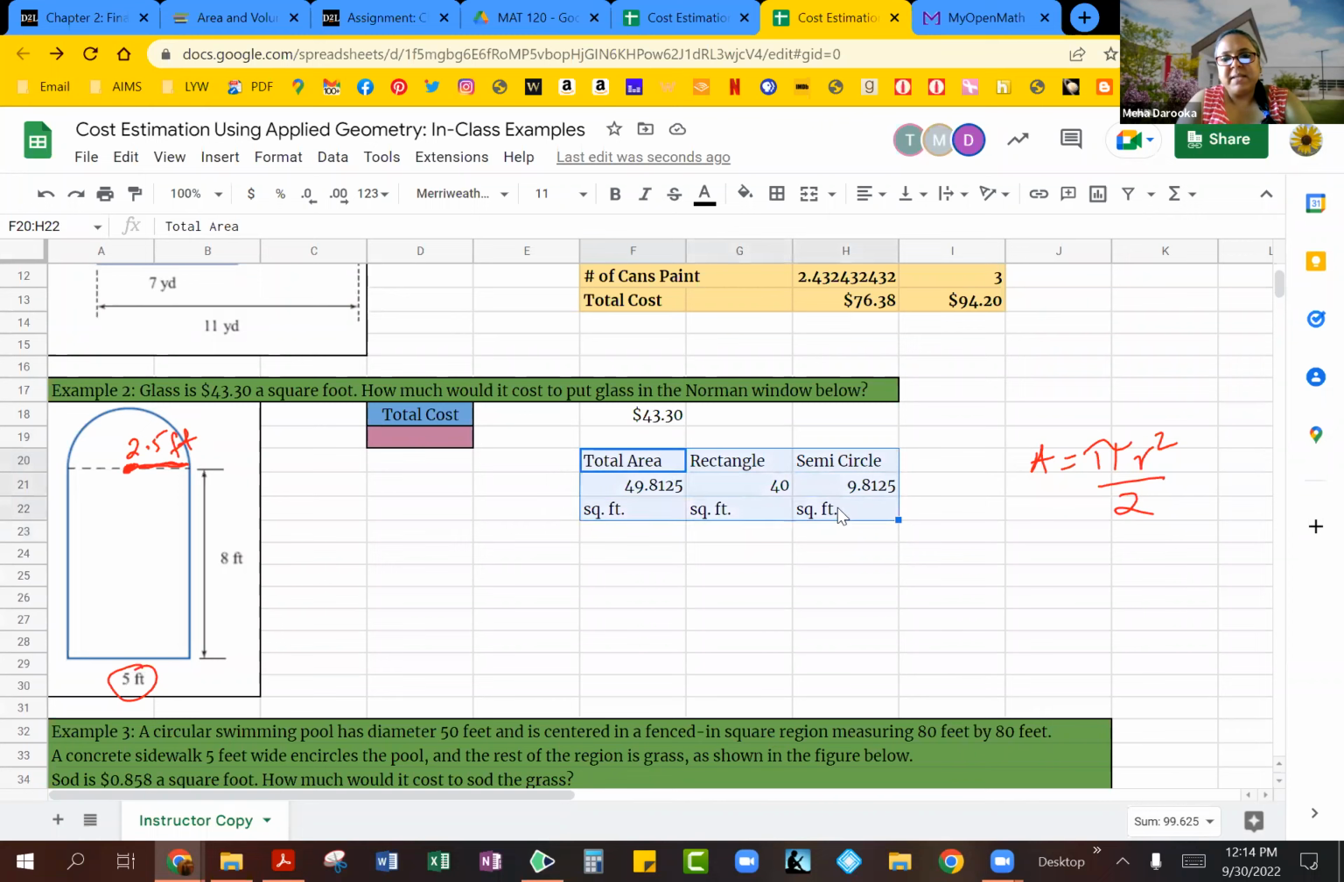So can you tell me now, what will our cost come out to be for the window, the glass, sorry. They're telling us the glass is going to be $43.30 a square foot. So what does your total cost come out to be?